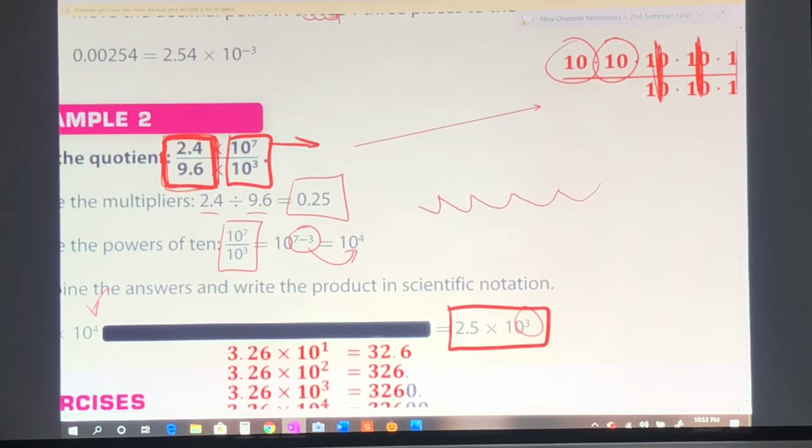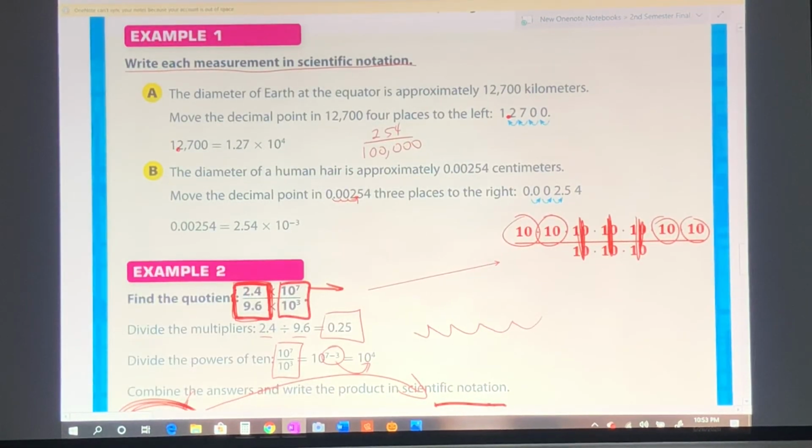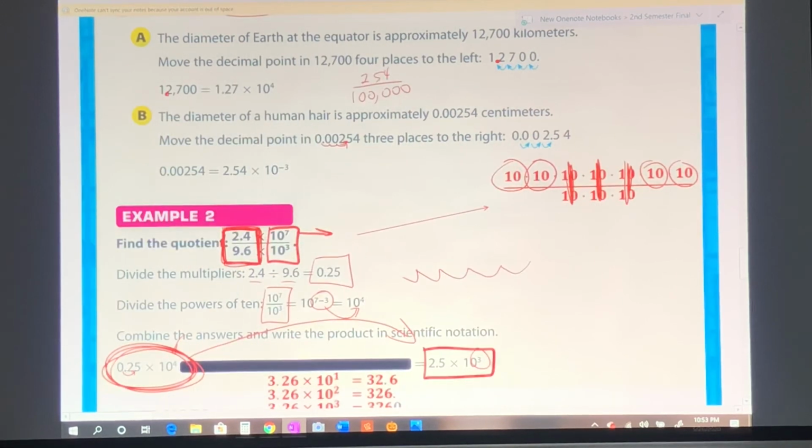So if we had 0.25 times 10 to the 4th power right here, and you want to put it in scientific notation, you're going to move it 1 place over and your exponent drops down 1 to the 3rd power. Okay, so let's do this.